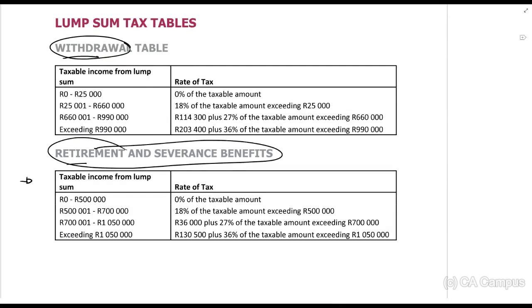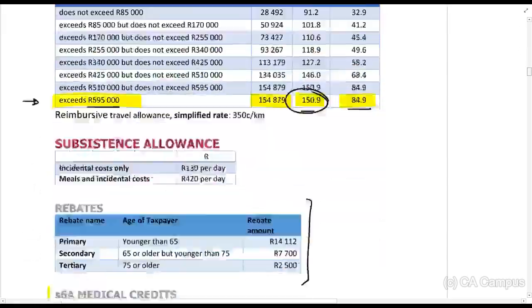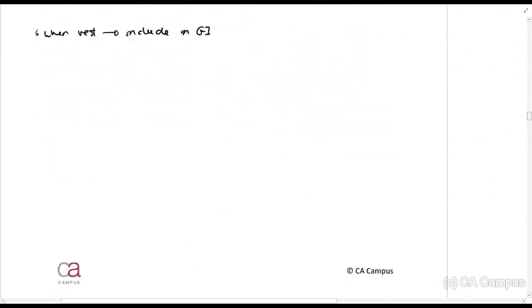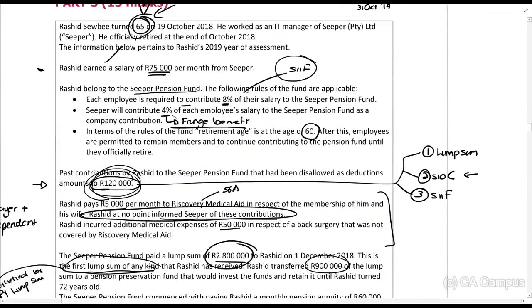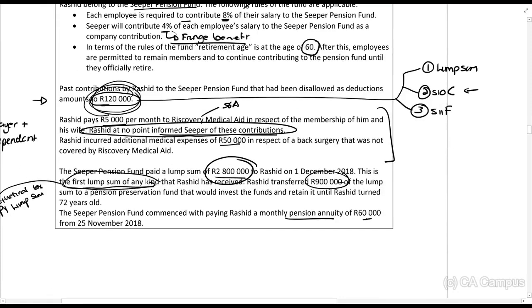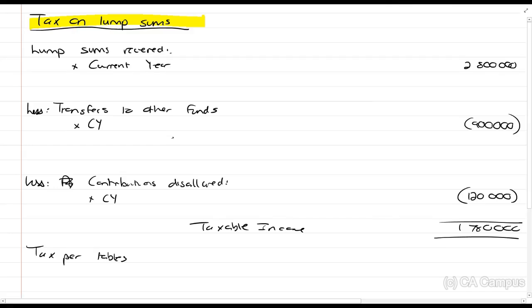Now, in this question, they told you that the retirement age was 60, and we know he's already 65. He's 65 years old, and they tell you the retirement age somewhere here is 60. So he uses a retirement table. Okay, so tax per, I'm going to just say a retirement table. Right, and whatever that amount is, 393,300.